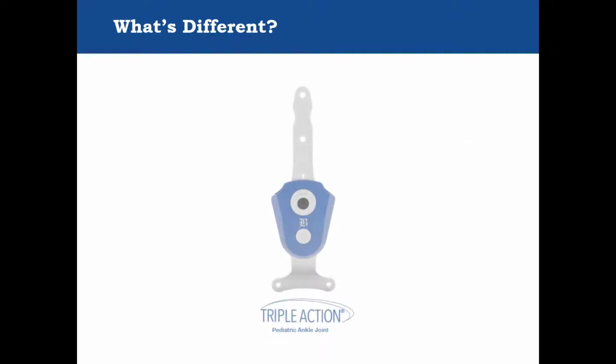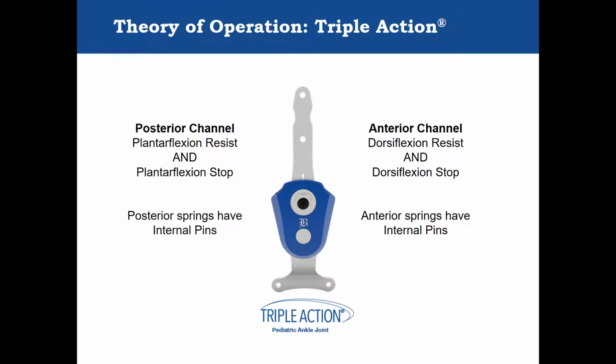Although the triple action ankle joint resembles the double action in its outward appearance, it functions very differently on the inside. The triple action is a highly versatile orthotic component that can be used to resist or block ankle motion.